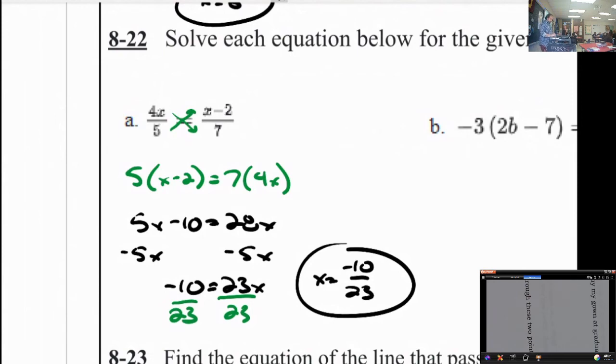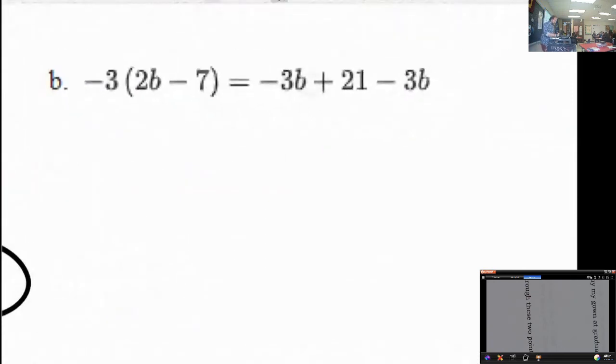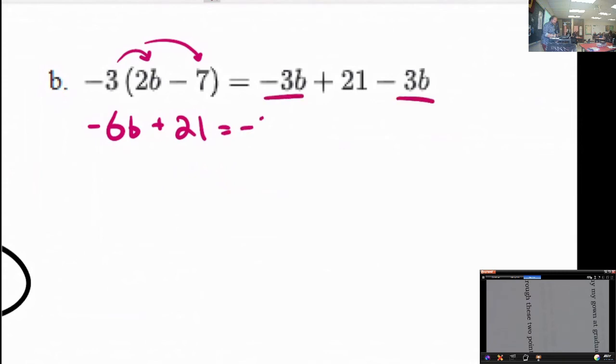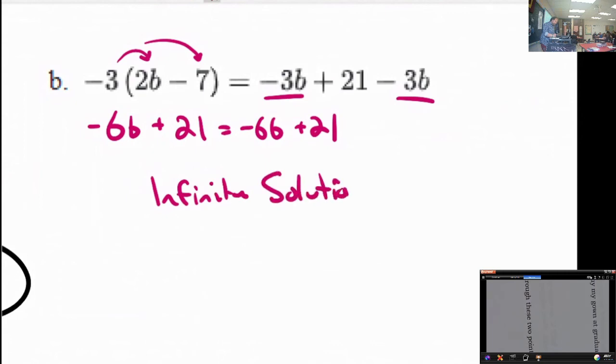Question B. Again, we got some distributing to do here. We're going to do negative 3 times both 2b and 7 on the left. Negative 6b plus 21 equals, let's combine like terms, negative 6b plus 21. And you know what we can do is we can actually drop the pen and walk away, because if you're looking at this equation and thinking about what's going on both sides, you already know what's happening. It's the exact same equation. This is one of those classic infinite solution situations that pops up from time to time. These are actually the exact same equation. If you were to graph both of them, you would see one line. They're exactly the same.